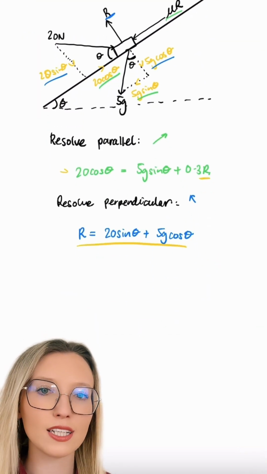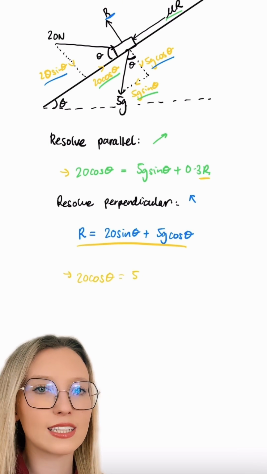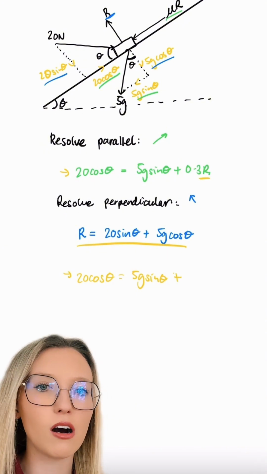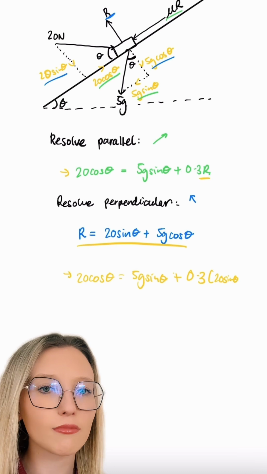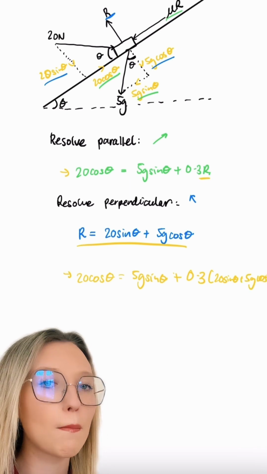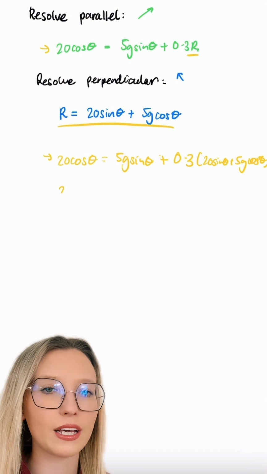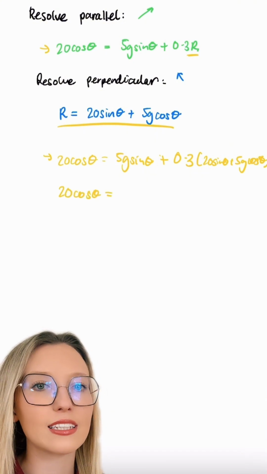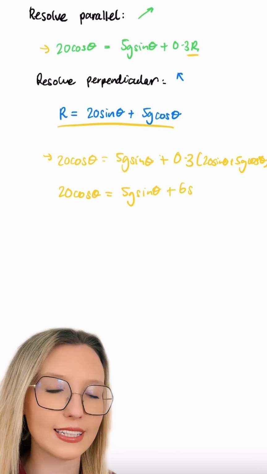So let's go ahead and do this. So we get 20 cos theta equal to 5g sine theta, add 0.3 multiplied by the whole of R, which is 20 sine theta, add 5g cos theta. And if we go ahead and expand this out by the 0.3, we're going to have 20 cos theta equaling 5g sine theta, add 6 sine theta, add 1.5g cos theta.